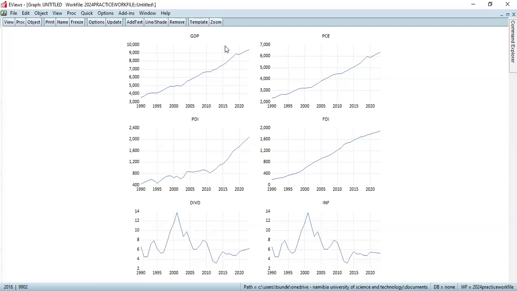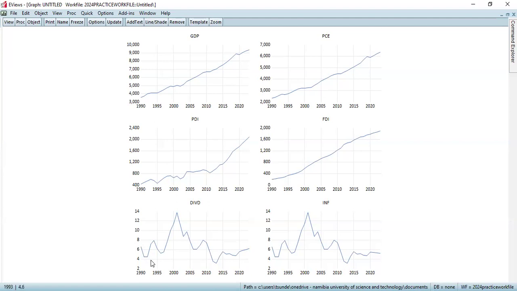Now tell me, given what we've discussed, the first variable, is it stationary or non-stationary? What is the answer? It is non-stationary. That is true. Its mean and variance are increasing over time. The second one is also non-stationary. The third one is non-stationary. The fourth one is non-stationary. What about the fifth one? Is it non-stationary or stationary? Stationary.